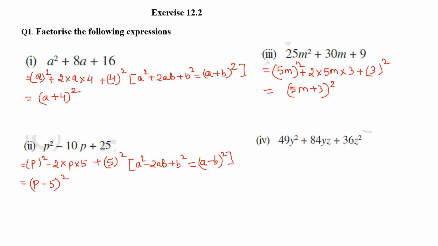Fourth one, 49y square plus 84yz plus 36z square. So 49y square I can write as 7y whole square, and 36z square I can write as 6z whole square. Now let's see 2 times a into b. So 2 times 7y into 6z. 2 7s are 14, 14 into 6 is 84yz. So this I can write as 7y plus 6z whole square. Here all the questions were based on either the a plus b whole square identity or the a minus b whole square identity. Now let's move to another question.